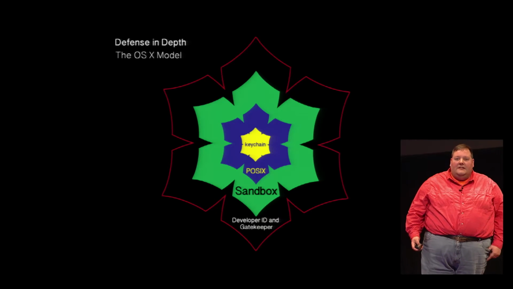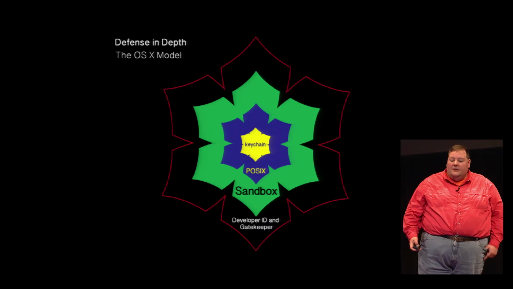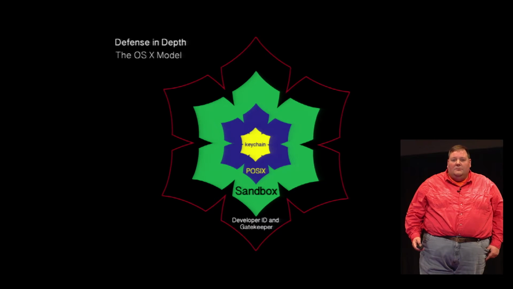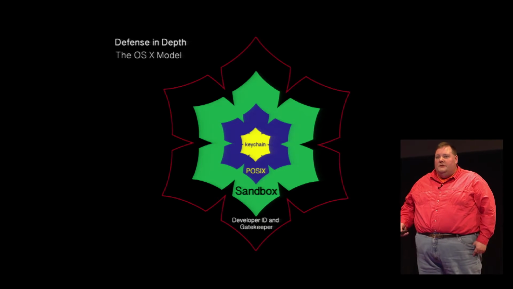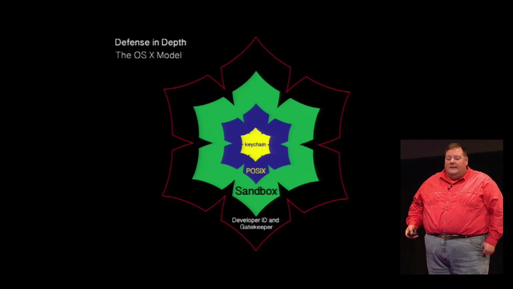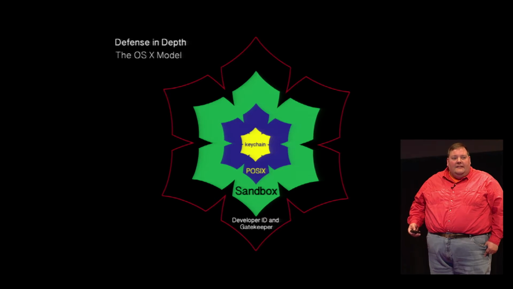So OS X has a layered security model, and it's based on the idea that one layer failing should not defeat all safeguards. By relying on multiple layers of protection, the OS X security model aims to reduce the opportunities for an attacker and also blunt or delay any attacks that get launched.